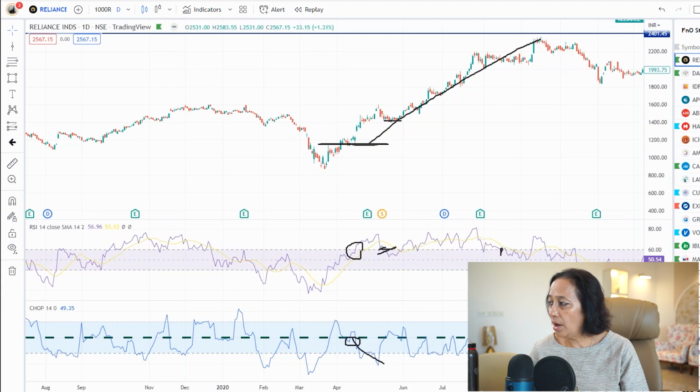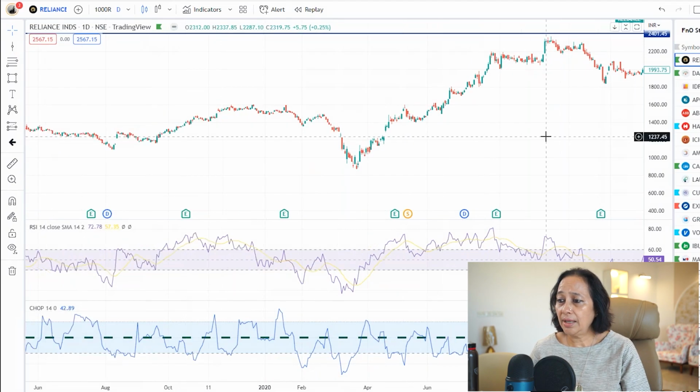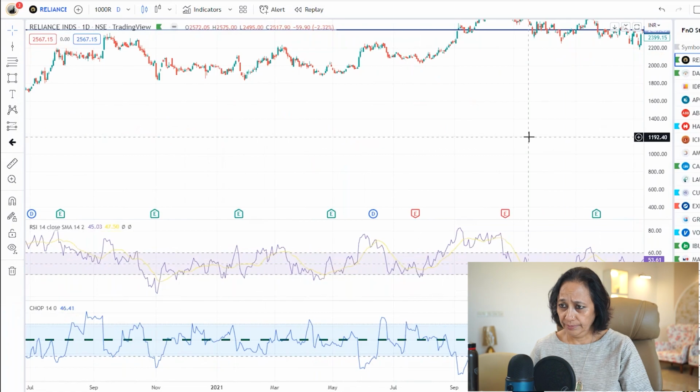Entry was somewhere around 1152 and exit is about 1422. Enough points for you, right? A good entry can make you good money. Okay. So hope this is what you're understanding. And similarly, let me show you a sell example.